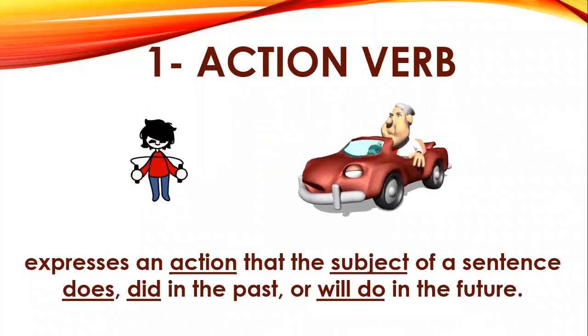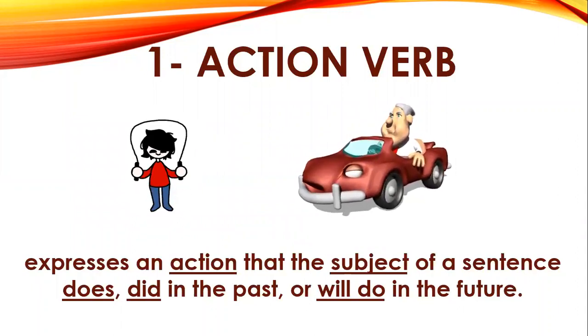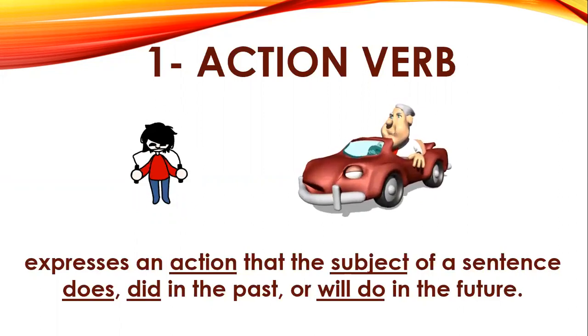Types of verbs. Number one, action verb. Look at this man. He is driving a car. The word driving is a verb and it expresses an action. There is an action happening. Look at the boy. He is jumping with a jump rope. Jumping is an action verb. It's a doing word. Something is being done right now.